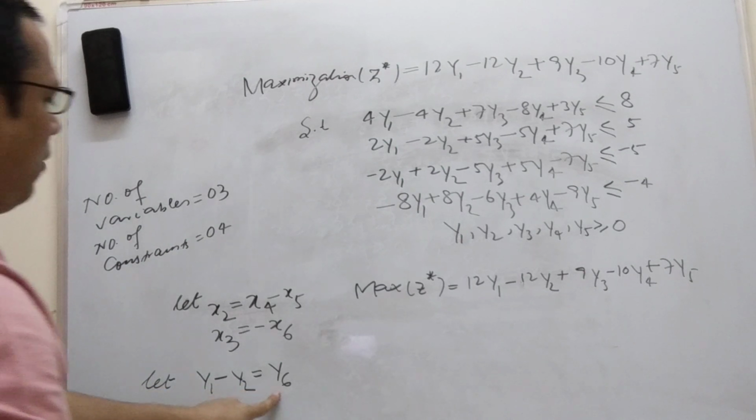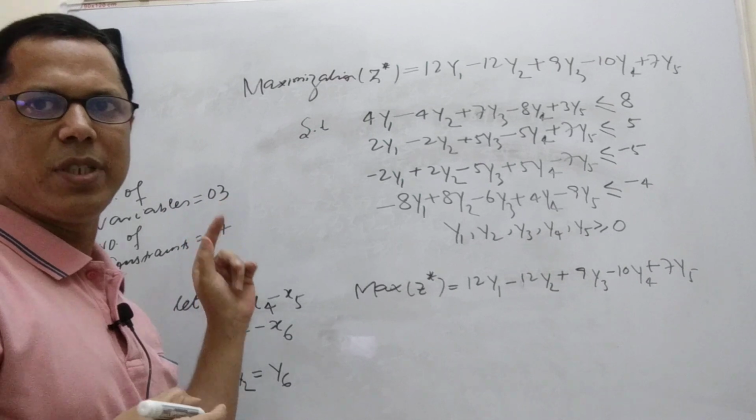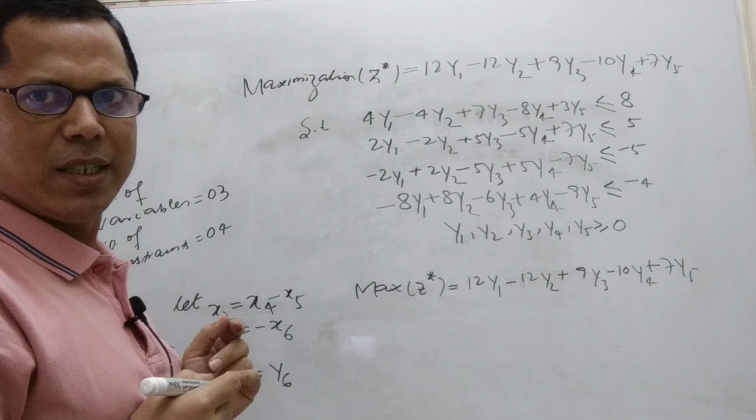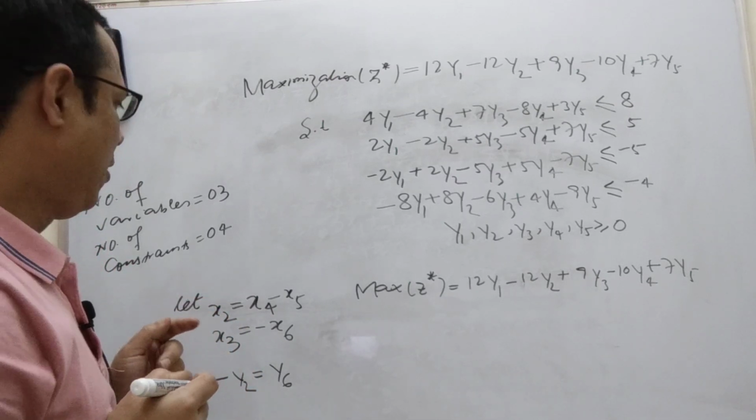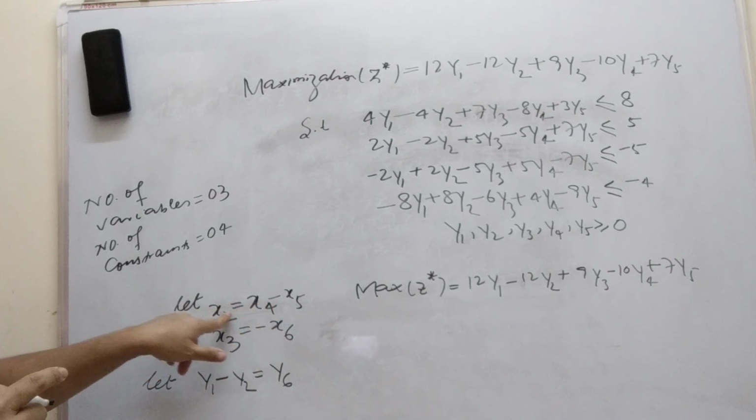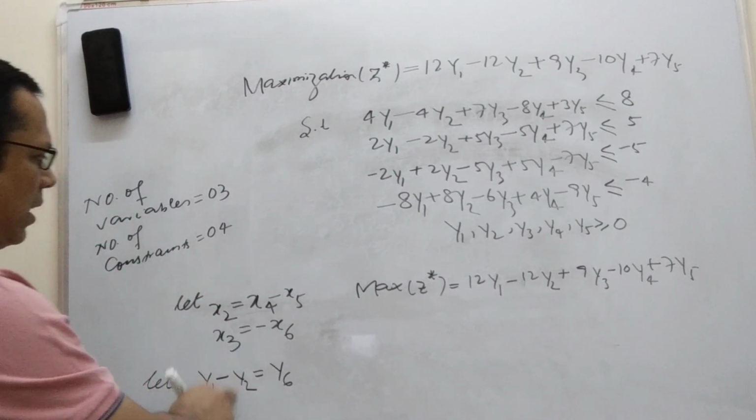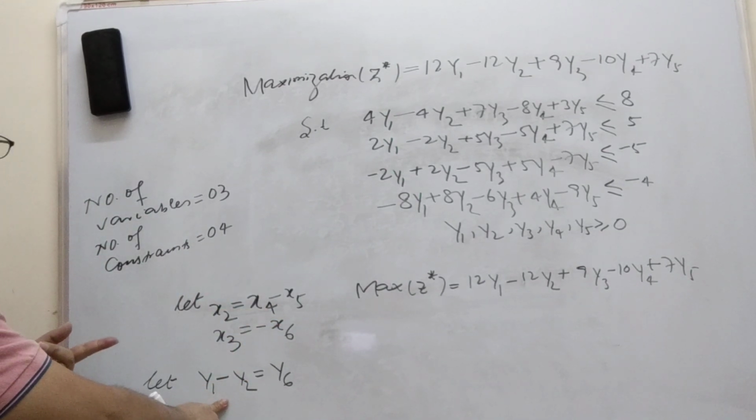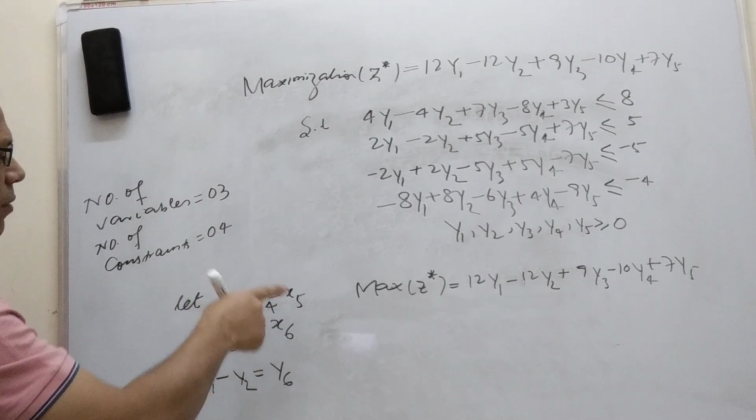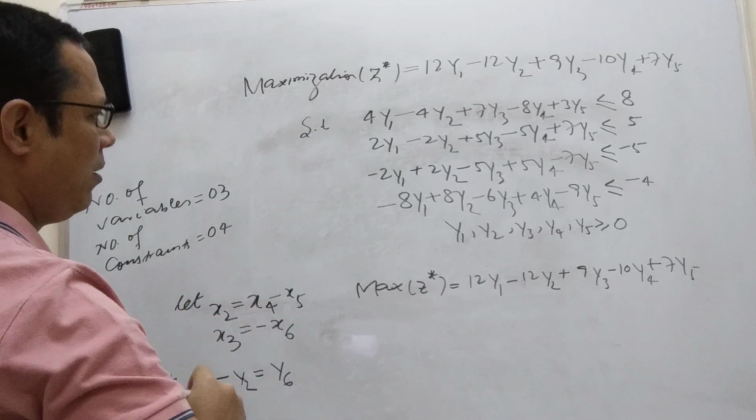Once you consider y6, just to go back and remember, in the question it was given that x2 is unrestricted in sign. So we replaced x2 with x4 minus x5 because x2 was unrestricted in sign. Now here we are going to do the reverse. First we replaced x2 with x4 minus x5. Now I am going to replace y1 minus y2 with y6. It means we are giving the reverse functionality.